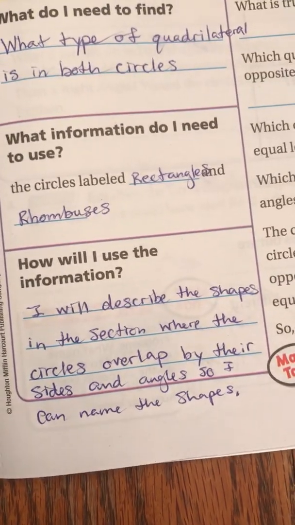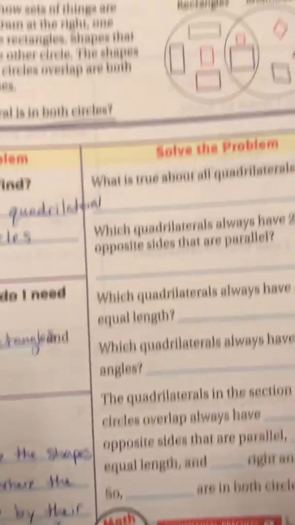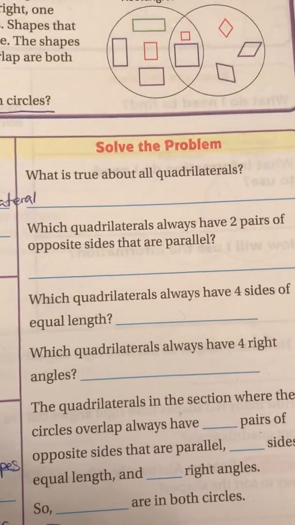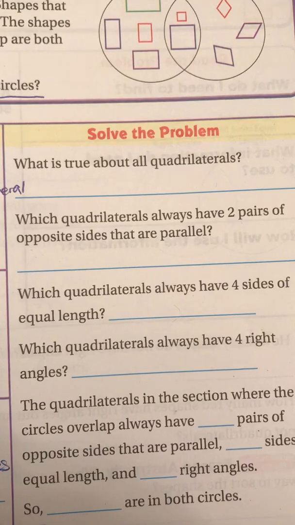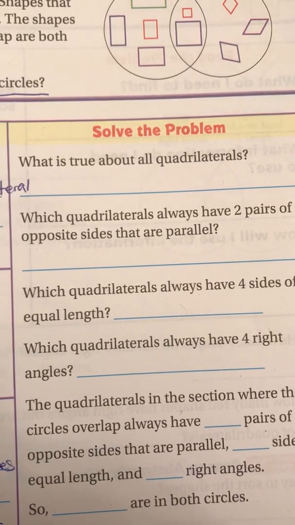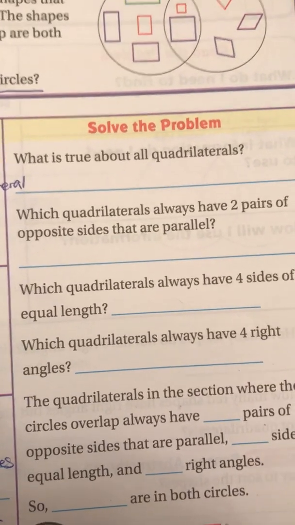Okay, so let's go over here. Let's solve the problem. What is true about all quadrilaterals? Well, all quadrilaterals are going to have 4 sides and 4 angles.